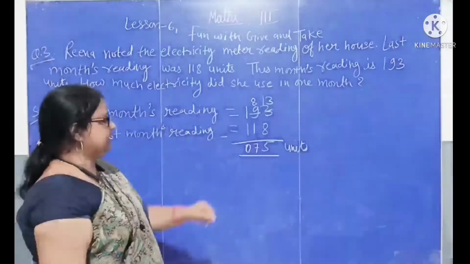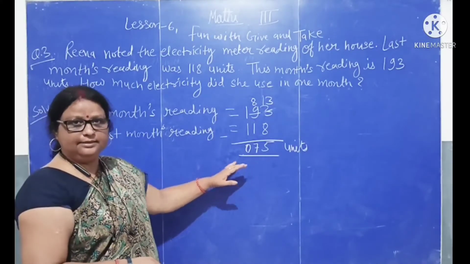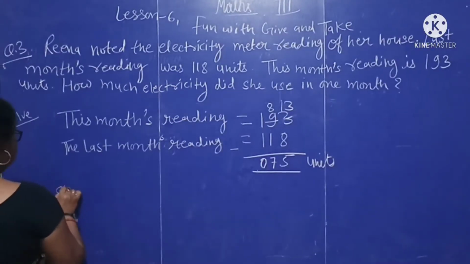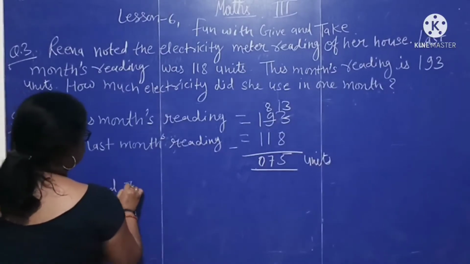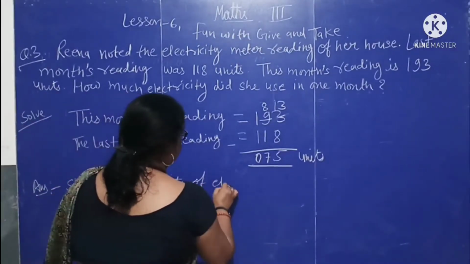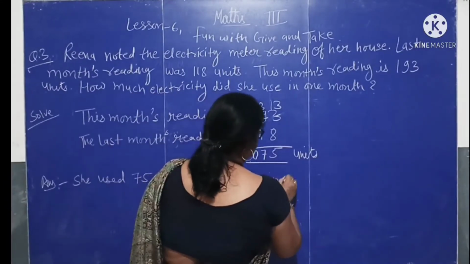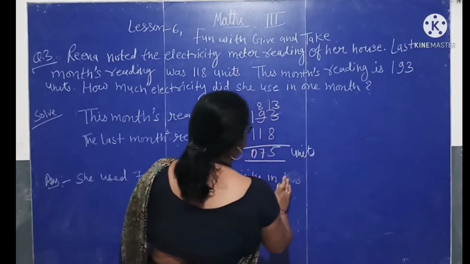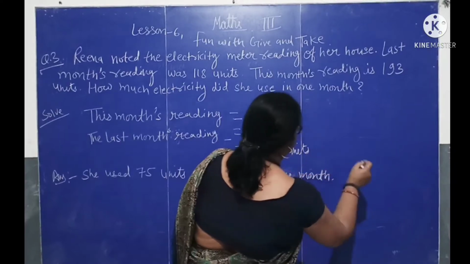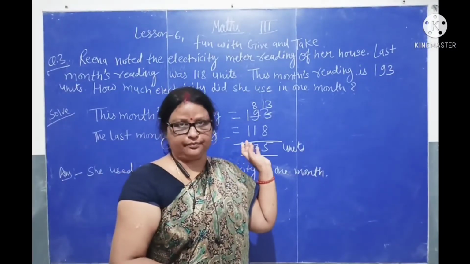So how much electricity did she use in 1 month? She used 75 units of electricity in this month. So our answer is: she used 75 units of electricity in 1 month. I hope you all understood well.